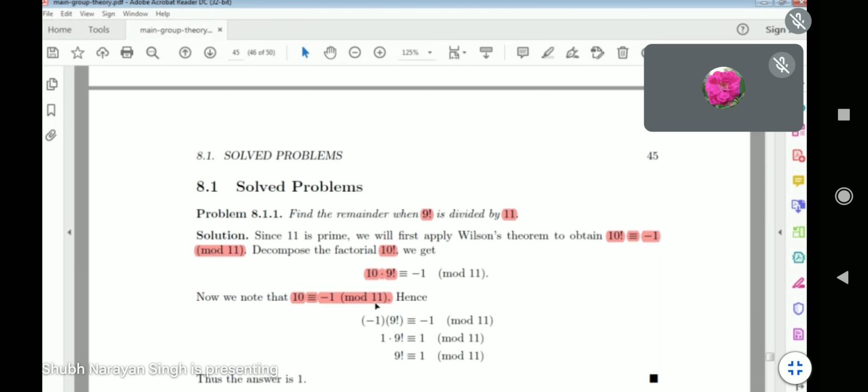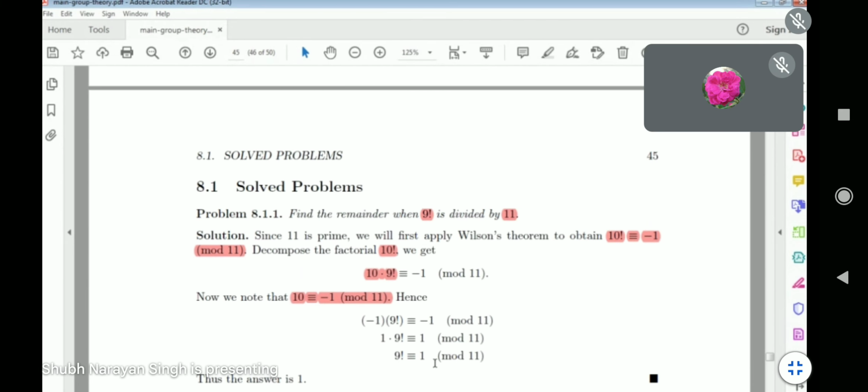So that's why I got this equation. Minus 1 into 9 factorial, congruent to minus 1 modulo 11. And minus on both sides, so just remove the minus. So I got 9 factorial congruent to 1 modulo 11.